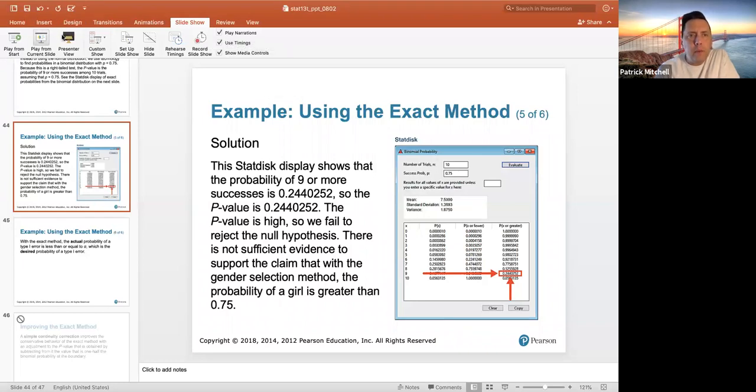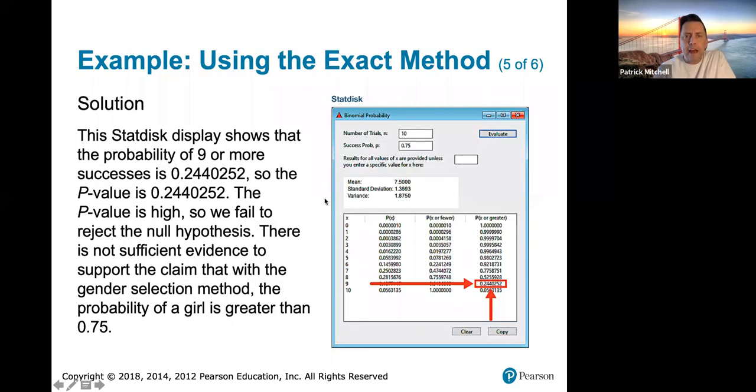Okay, so we found that the p-value is 0.244. This is a high p-value. What this means is that in a world where this procedure is actually 75% effective, the probability of getting 9 or more girls is almost 25%. So that could easily happen by chance. This is not at all strong evidence that the method is more than 75% effective.